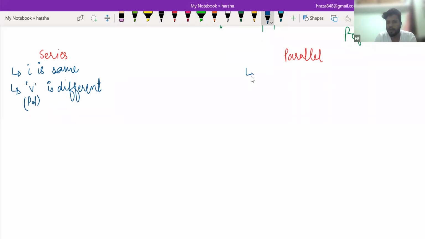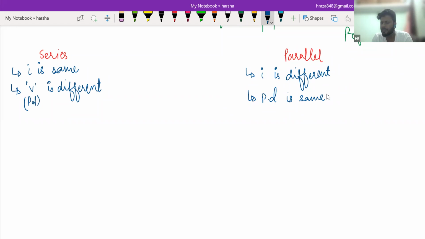And what about parallel? In parallel, I is different. That means current is different in parallel, and potential difference is same. This is the basic difference between series and parallel resistor. Is that clear? Yes, sir. Now see, I'm going to give you some questions regarding how to calculate equivalent resistance.